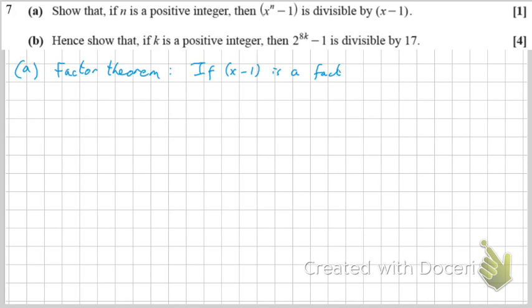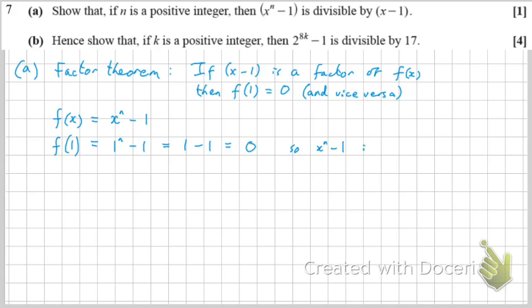that if x minus 1 is a factor of some function, then f of 1 must equal 0. And vice versa, if f of 1 is 0, then x minus 1 is a factor. And of course that's the way around that we need this time. So if we define f of x as x to the power n minus 1, sorry, I've whizzed on a little bit there, and then just do f of 1, we get 1 to the power n minus 1, which is just 0. It's just the result we want.